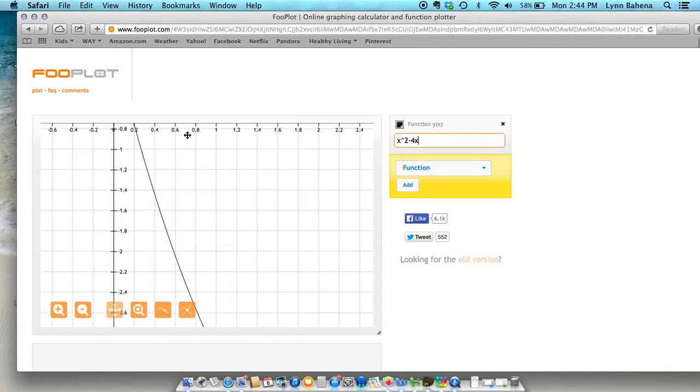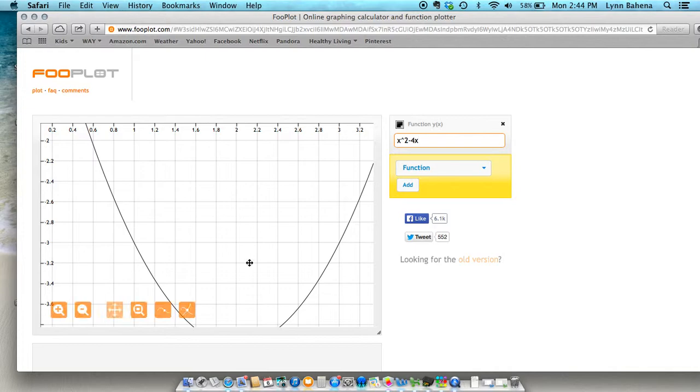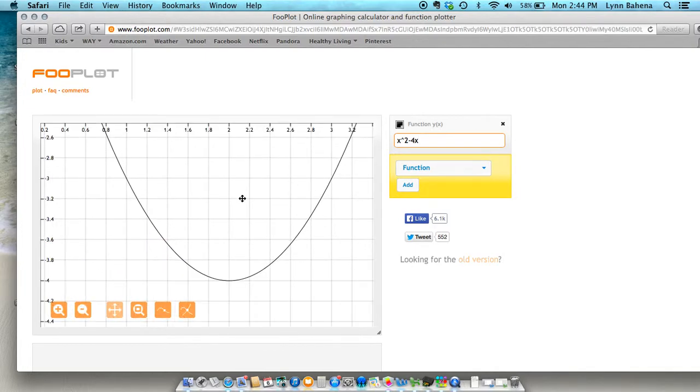But now if we want to look closer at that point, you can zoom in on it and move your graph around. And this is a really great user-friendly website. So you can look right here and see, bam, there's your vertex. It's at 2, -4. So your vertex of this function is 2, -4.